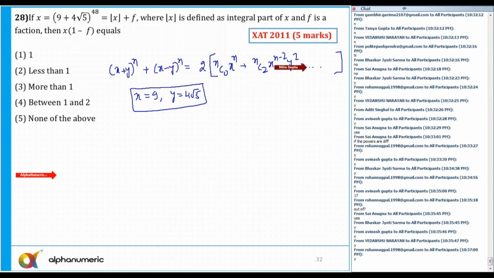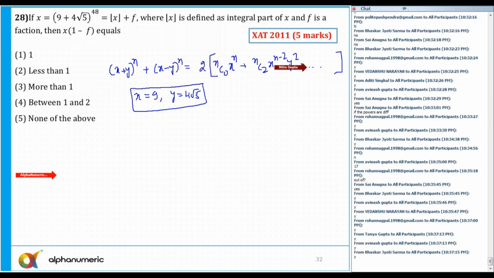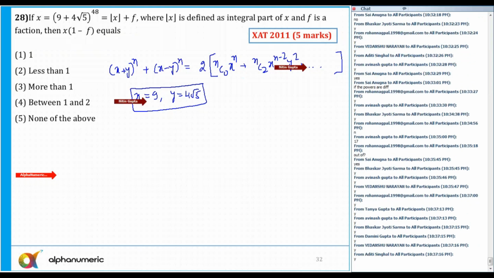All of you, Rohan, Vedansu, Avinash, Aditi, Ankur, is that clear? The right hand side, if I say x is equal to 9, y equal to 4 root 5, is a multiple of 2 also. So it must be an even number also. Yes or no? So I can say for sure that 9 plus 4 root 5 raised to power 48, plus 9 minus 4 root 5 raised to power 48. Remember, n is an even number, 48.